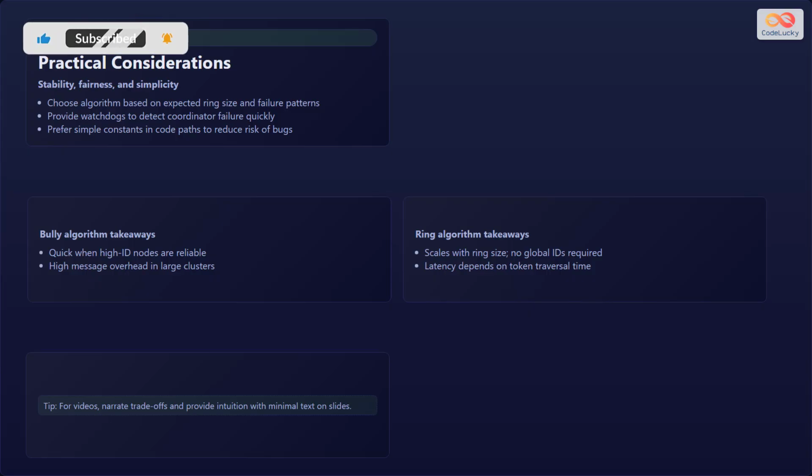For production systems, always add watchdog mechanisms to detect coordinator failure quickly. Use simple, proven timeout constants to avoid bugs. Remember that the goal is stability and simplicity, not just theoretical performance. A robust, simple implementation beats a complex one that breaks under stress.